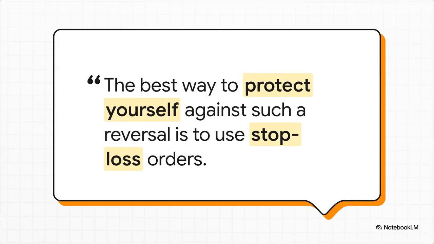And all of this leads to what might be the single most important rule in all of trading. No matter how sure you are, no matter how perfect the setup looks, you can still be wrong. A move that looks like a textbook retracement can suddenly turn into a brutal reversal. So how do you protect yourself? You use a stop-loss order, period. It's your safety net. It's the one thing that will save your account when your analysis inevitably is wrong.